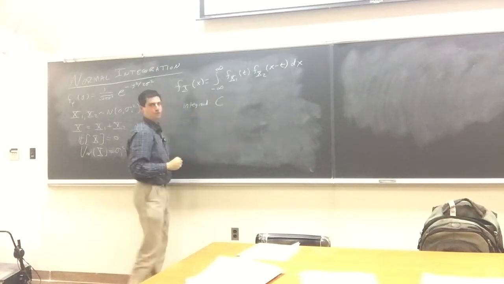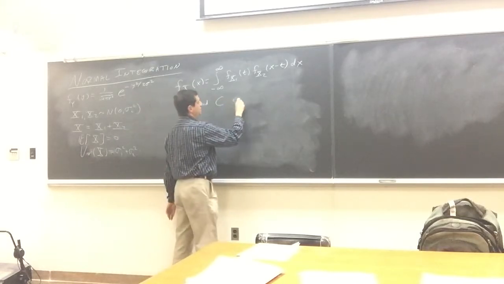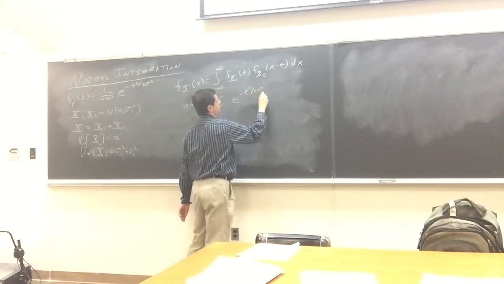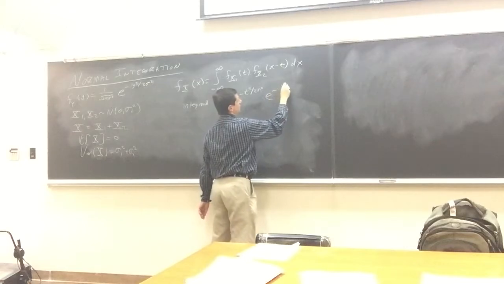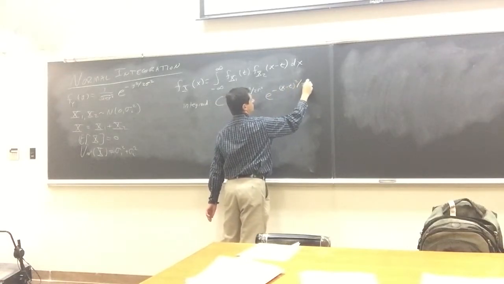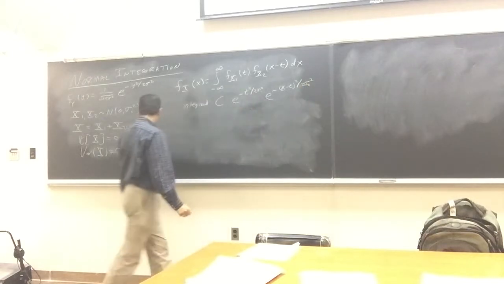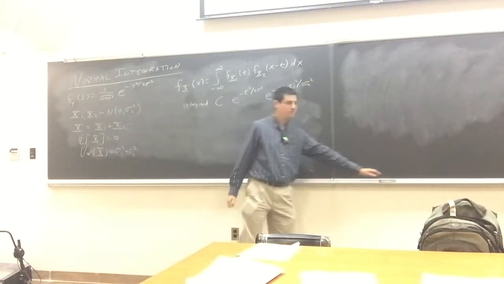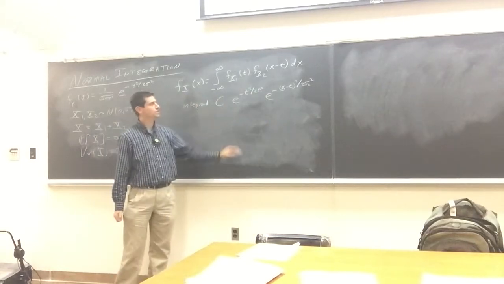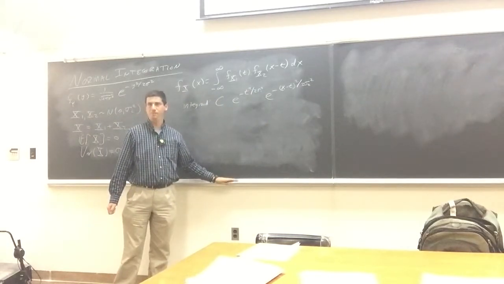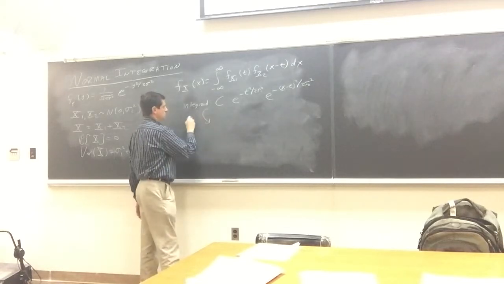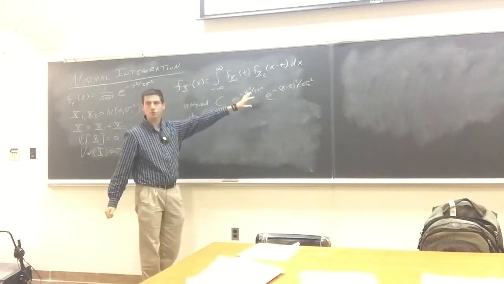I claim the integrand is of the form c e to the negative t squared over 2 sigma 1 squared, e to the negative x minus t squared over 2 sigma 2 squared. And at this stage, we're going to be a little bit better about what c is, but I don't care. Everybody agree the integrand looks something like this? Yes? When I do some algebra, this is the completing the square.